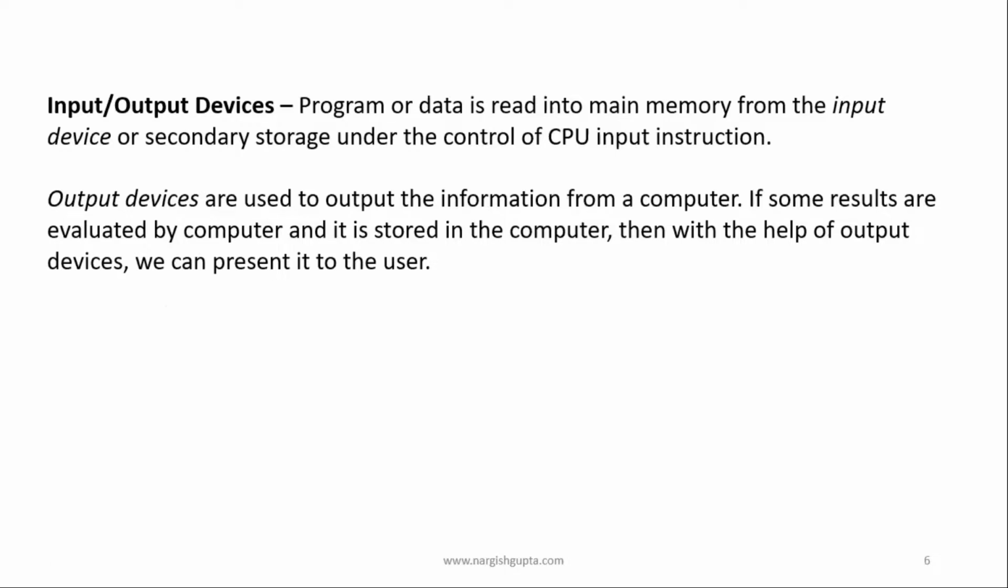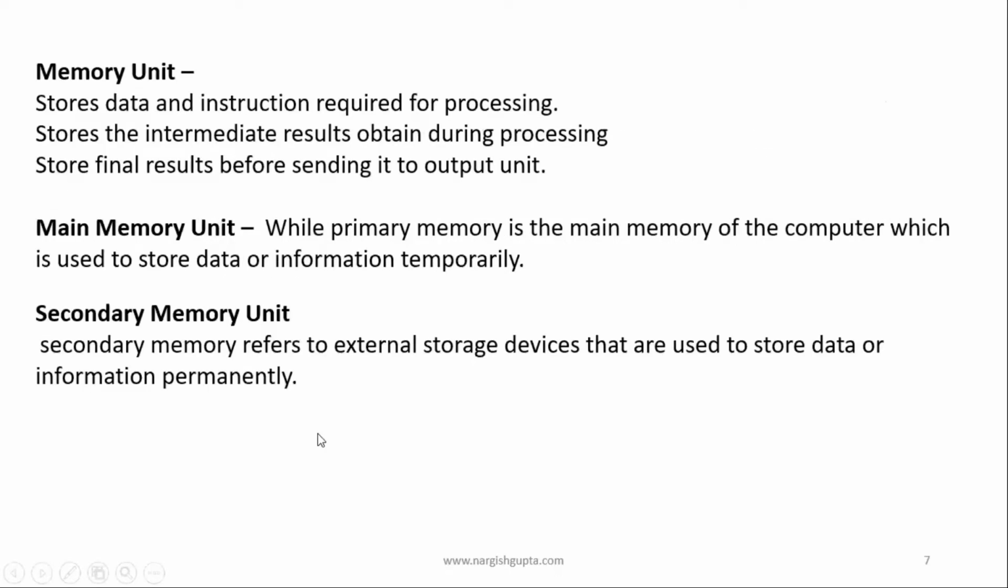Next is input output devices. They are the peripheral devices which are connected to the computer system. Input devices we use to give the input or the instructions to the computer system, and output devices show us the end result of the task which we were performing. Next is the memory unit. The memory unit stores the data and instructions. It also stores the intermediate results and the final results. So next we have the main memory unit.